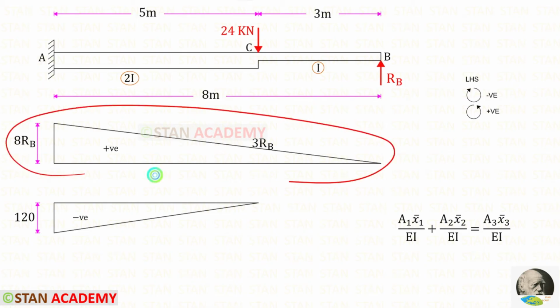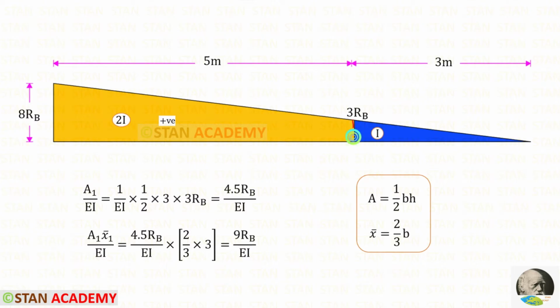First, let us take this triangle and find these two terms. Let us find area 1 upon EI. For a triangle, we know the formula to find the area is half into B into H. Here the breadth is 3 and the height is 3RB. For area 1 upon EI, we will get 4.5 RB upon EI.